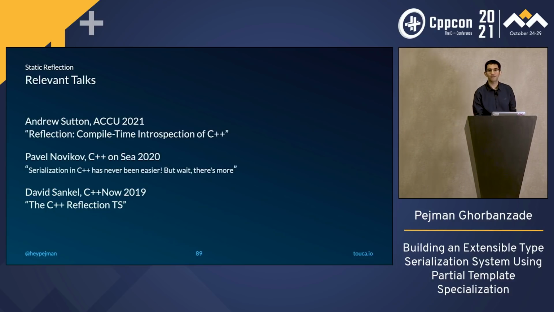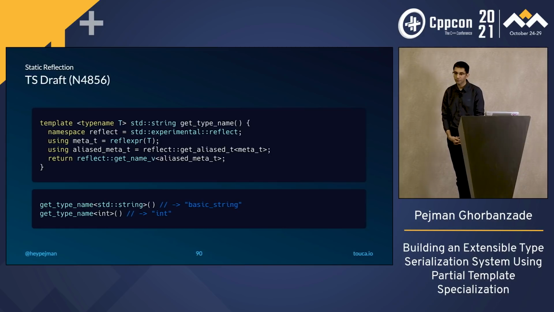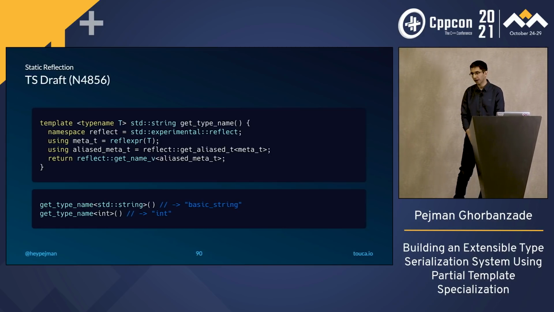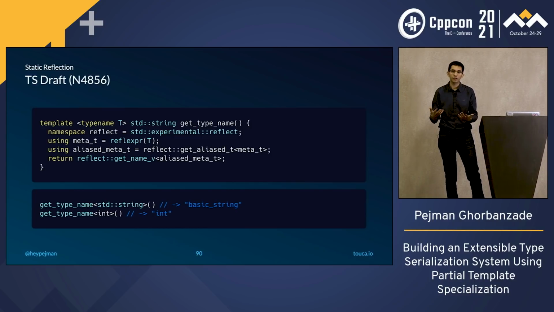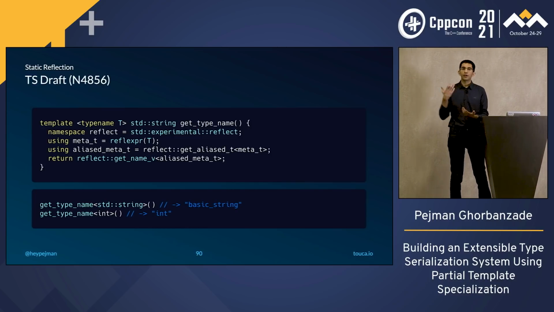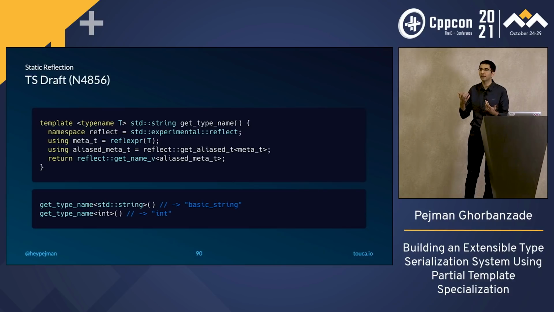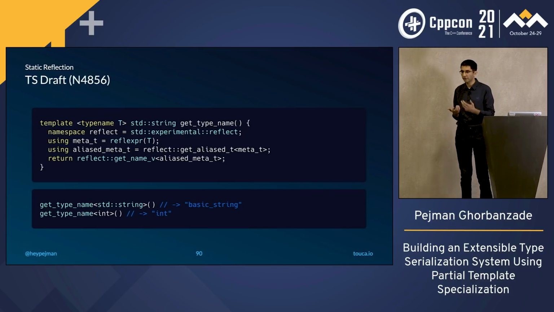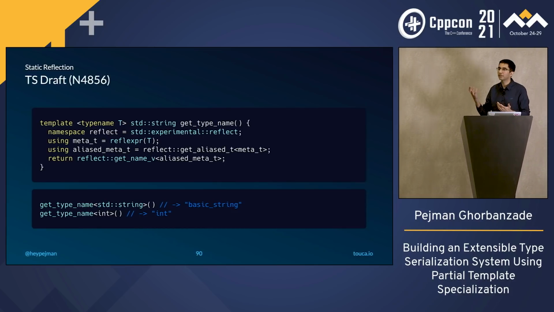But I just want to give you a glimpse of how these work. So let's start with the technical specification draft, which is basically one way of supporting true types. With reflection, our intention is to say, here is the type that I have, and I want to have a way of finding information about that at compile time, and then create patterns that I can then use at runtime.